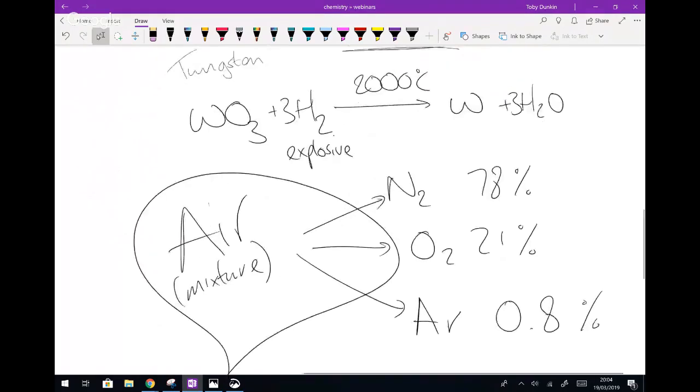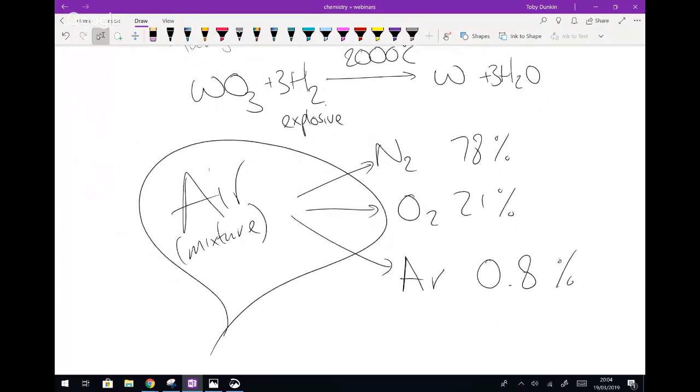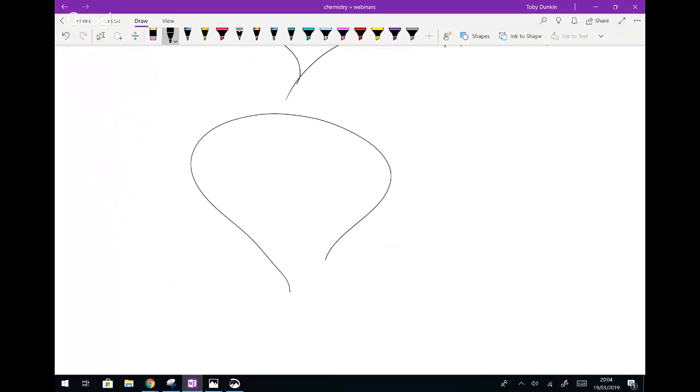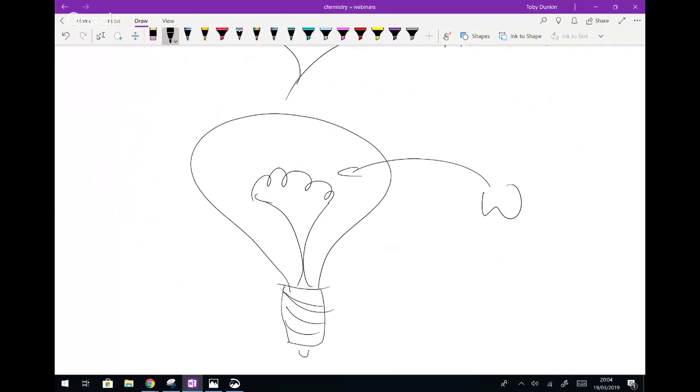Sorry. It's the most abundant, so we have it. It's the one that we tend to use. Same reason, exactly the same reason for light bulbs. We fill light bulbs with argon gas because we have tungsten metal glowing white hot, producing light at 2400 Celsius. If we had oxygen there, it would react. We need to get rid of the oxygen, so we fill it with argon.